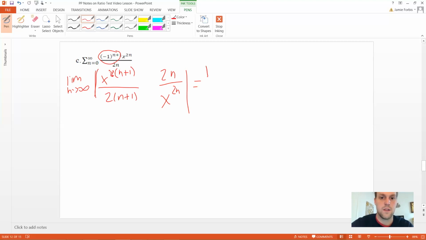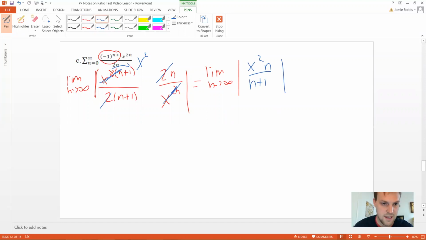I'll say the limit as n is approaching infinity. What's going on here is that this 2 and this 2 can cancel. And as far as the x's go, I got x to the 2n here can cross off with x to the 2n here. And I'm left with just an x squared, because if I distribute the 2, I'm left with just an x squared right here. Okay, so I'm left with on top x squared n, and on bottom I'm left with just n plus 1.